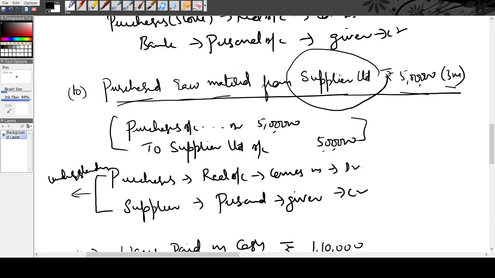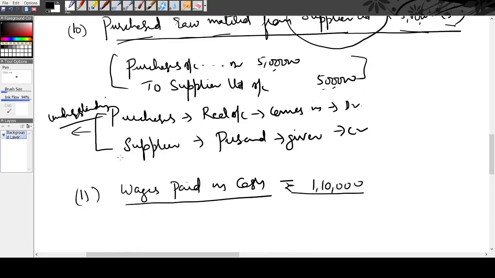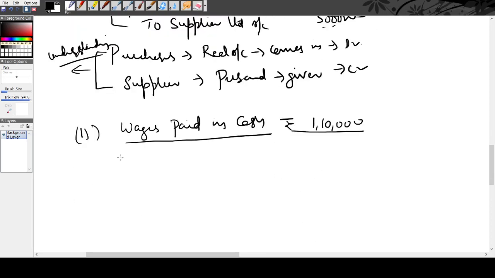Once you are thorough with your concepts, then you need not write this logic in your entries. Next, wages paid in cash. How do you record the entry?